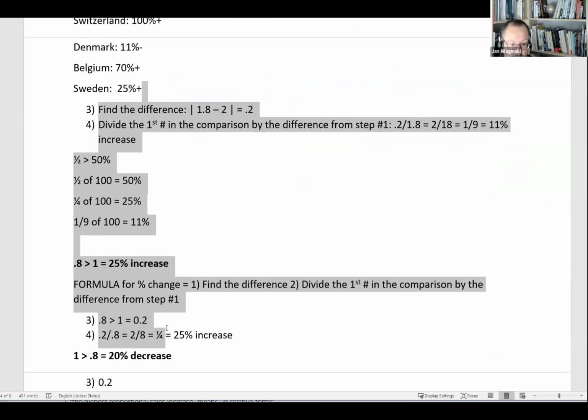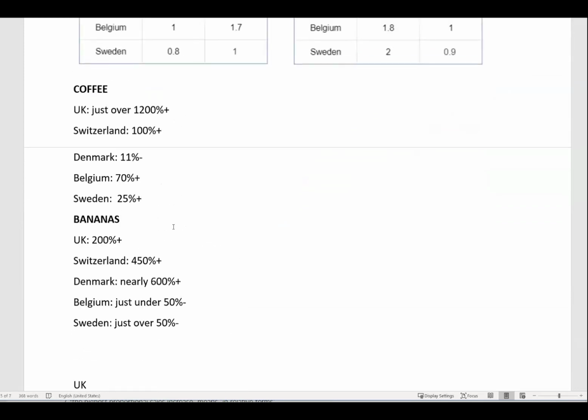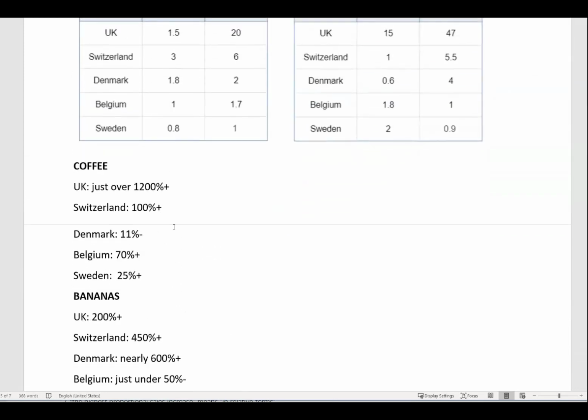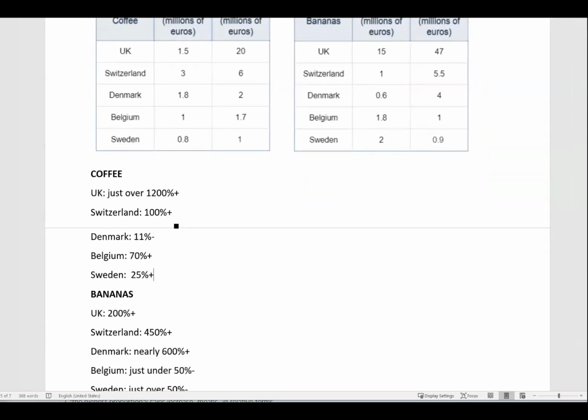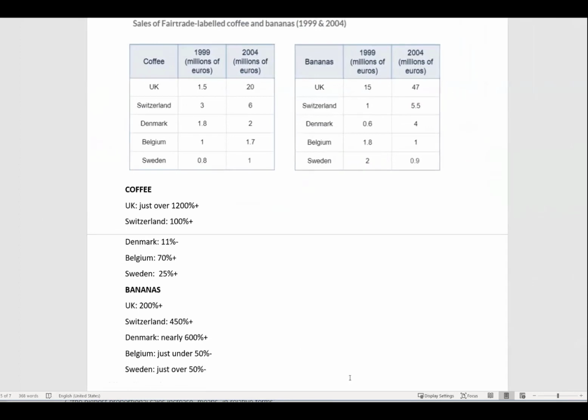Now let's get rid of all this other stuff. Okay. But you practice a little bit doing this, you're going to be able to do this instantly. It's only a two-step formula. Find the difference, take the first number in your comparison, and divide by that difference.